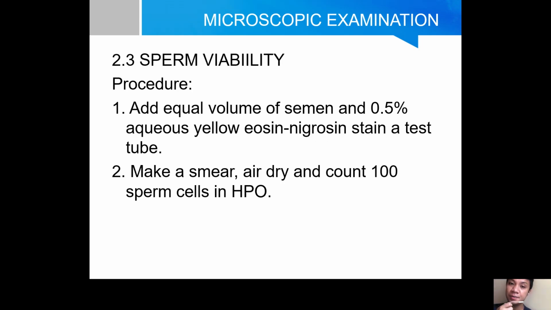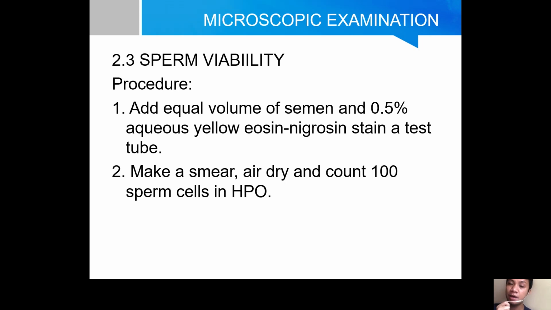Okay, the next one we have here is your sperm viability. The sperm viability measures how many of your sperm cells which are not moving are actually dead, or how many of those which are not moving are still alive. Sometimes some are not moving but they are still alive, so they are still viable. However, there are also those that are not moving and are really dead. But we are after those that are not moving but still alive. That's what you are measuring with your sperm viability.